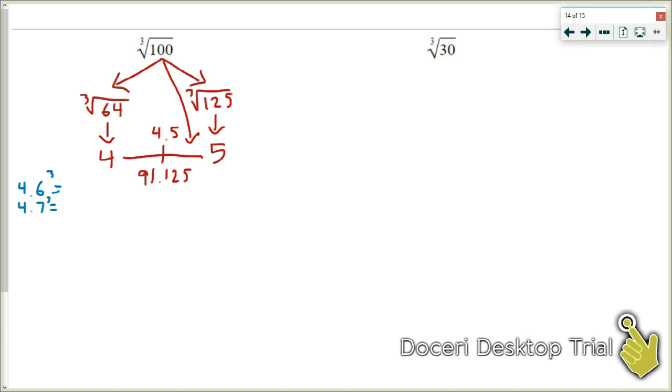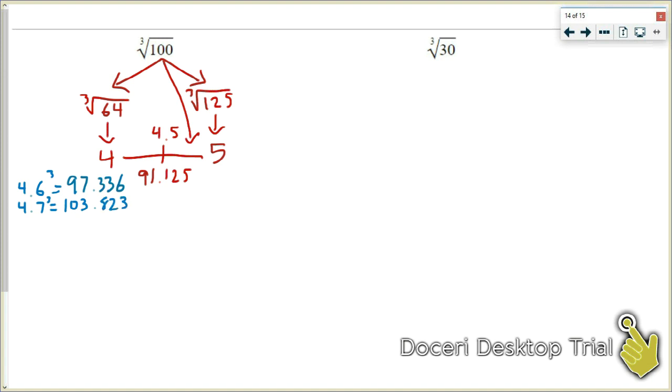All right, so hopefully you've had time to find your answers, and hopefully you and your partner came up with this as your answer. So 4 6/10 cubed gives you 97 and 336 thousandths. Okay, and 4 7/10 cubed gives you 103 and 823 thousandths.